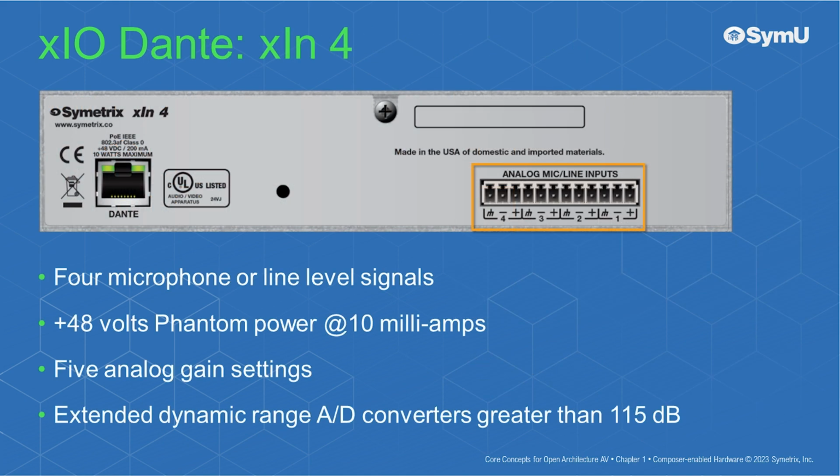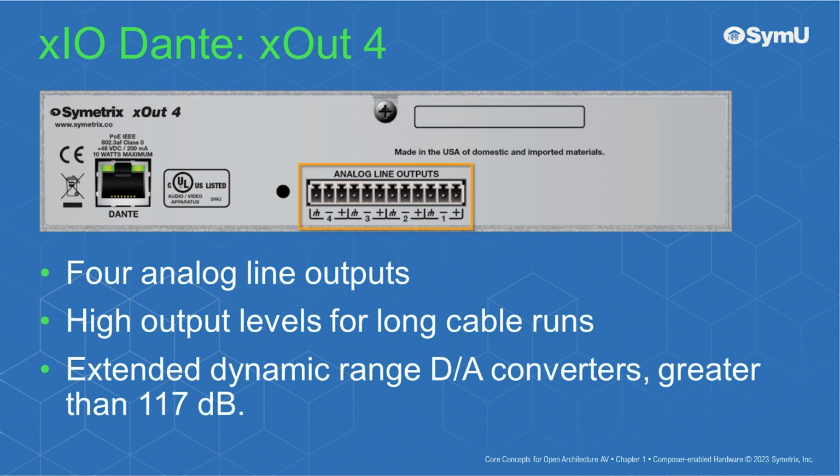XN4 accepts 4 microphone or line-level signals. It offers +48 volts phantom power at 10 mA, 5 analog gain settings, and extended dynamic range analog to digital converters greater than 115 dB. XOUT4 delivers high output levels for long cable runs and extended dynamic range D/A converters greater than 117 dB.